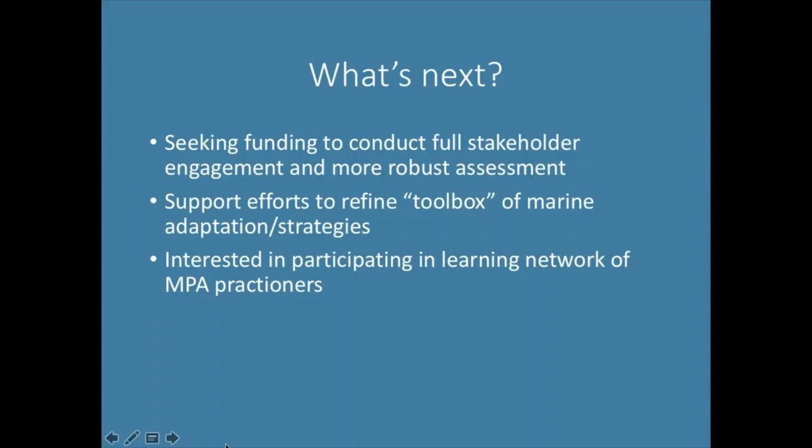And finally, I am really interested in participating in a learning network of MPA practitioners as they attempt to apply some of these, so that we can learn from each other, and not everybody has to figure it out in each individual location, but we can share some of our experiences across the spectrum that will help us all be more effective at this.